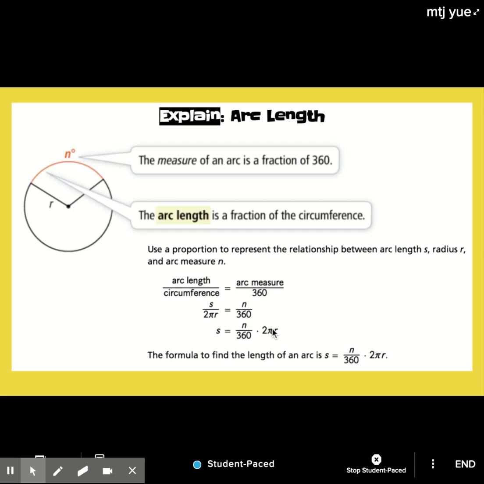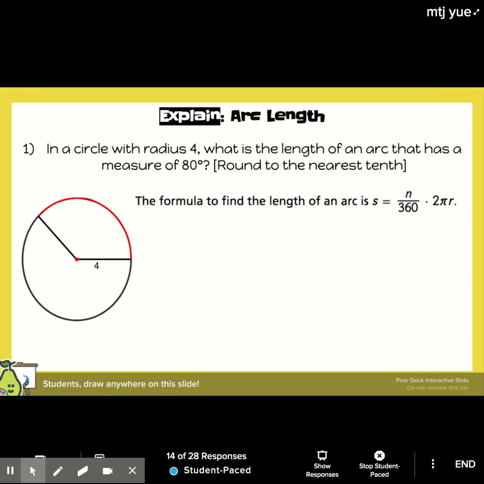So as we go over these equations, you'll see a lot of this N divided by 360 times 2 pi r. So for this first one, we're saying with a circle of radius 4, what is the length of an arc that has a measure of 80 degrees? And we're just going to simply use the equation.